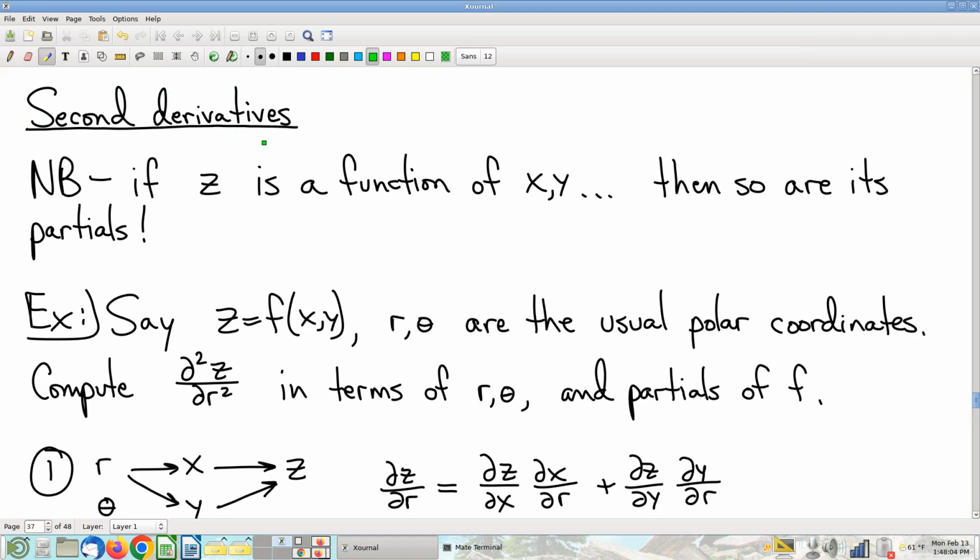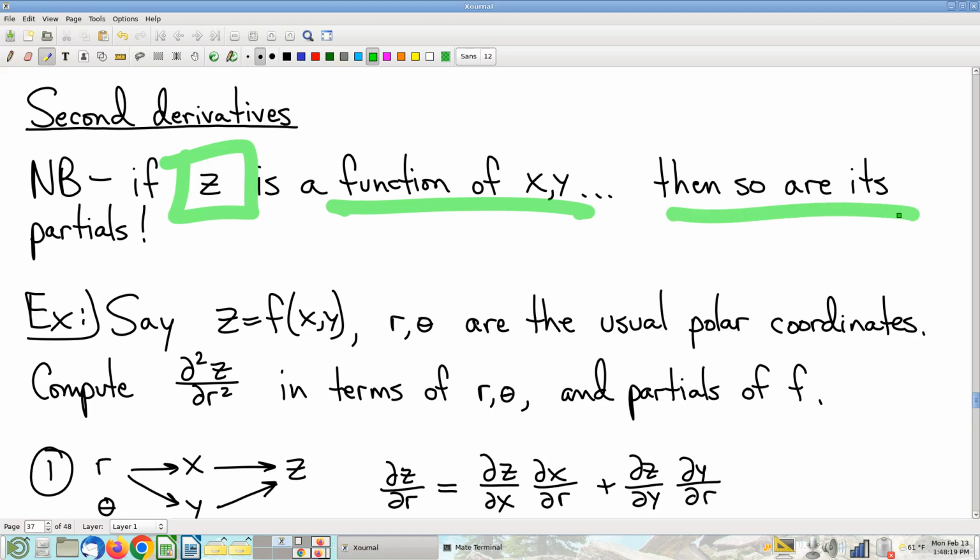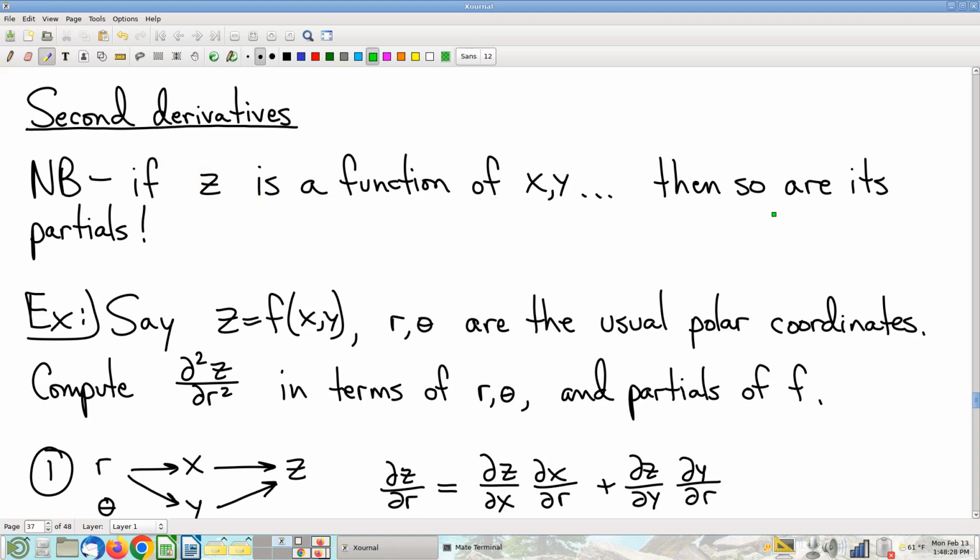It's ultimately not that big a deal. You just have to be careful and interpret things appropriately. Specifically, remember, if you have a function of x and y, say z is a function of x and y, then its partials are also functions of x and y. That's going to end up being the big trick right here. If you have a function of x and y, so are its partials. How that shows up in the process we're going to see as we go along. I think this is best understood by just diving in and doing an example, and I think you'll get the hang of it.